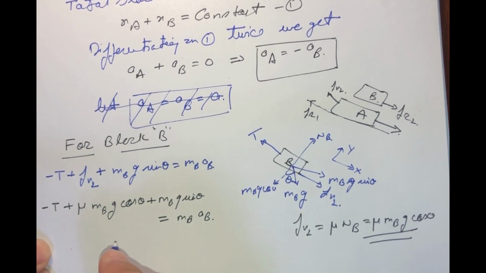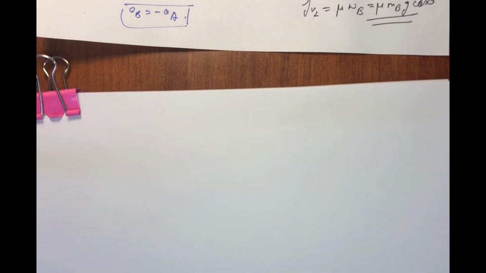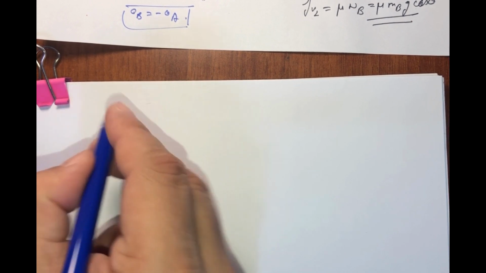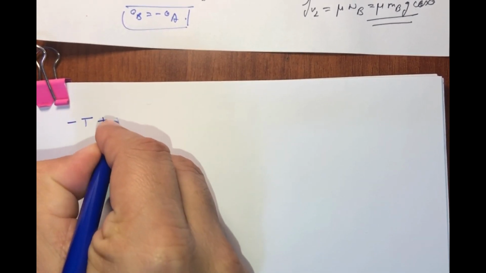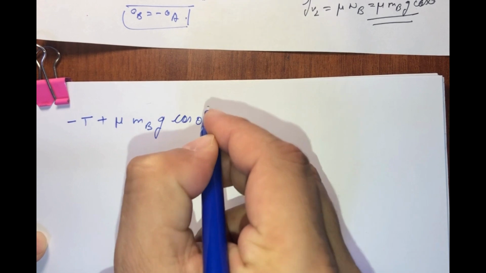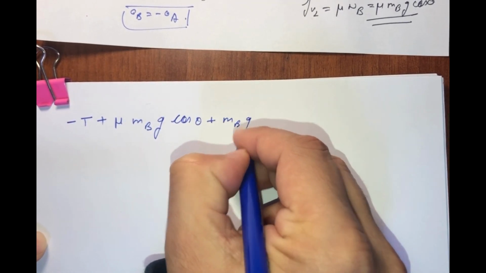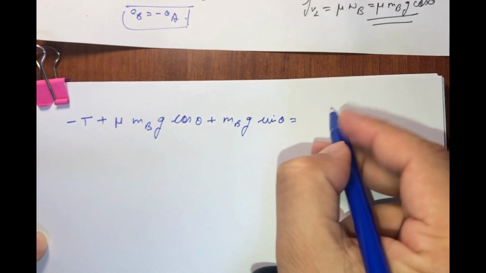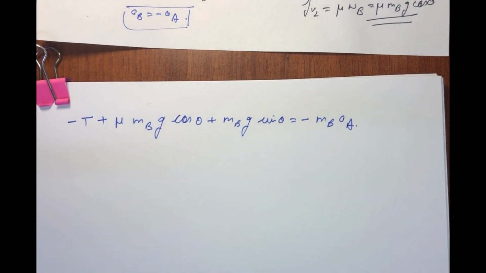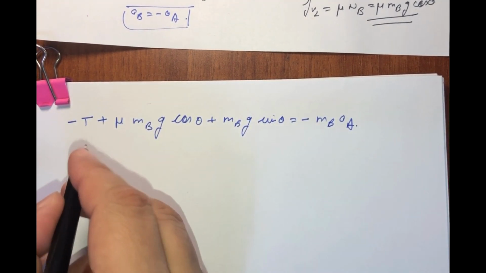And we already know that AB is equal to minus of A. So you put this value in the equation. So we get this equation as minus T plus mu mb g cos of theta plus mb g sine of theta is equal to minus of mb multiplied by acceleration of a. From here we can find out the value of tension T.